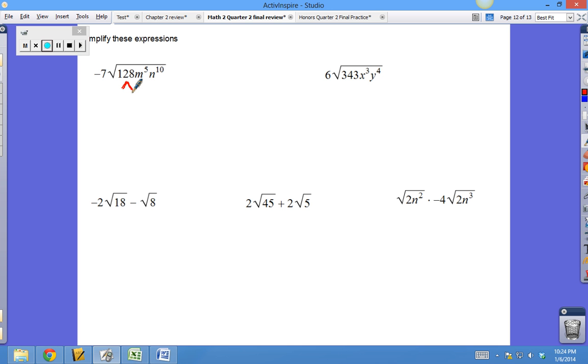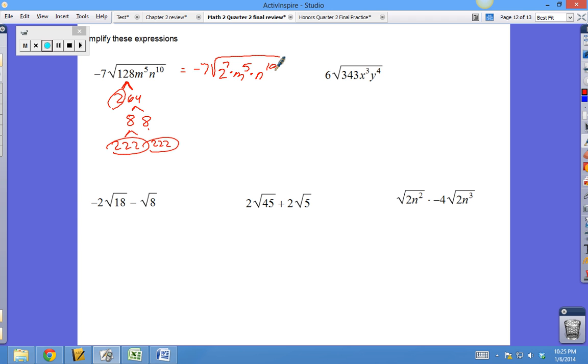128 divided by 2 is going to be 2 and 64. 2 is done. 64, I'm going to go 8 and 8. And I know each 8 is a 2 and a 2 and a 2. So it looks like 128 is just a bunch of 2's. So I'm going to change it to negative 7 times 2 to the 7th times m to the 5 times n to the 10.